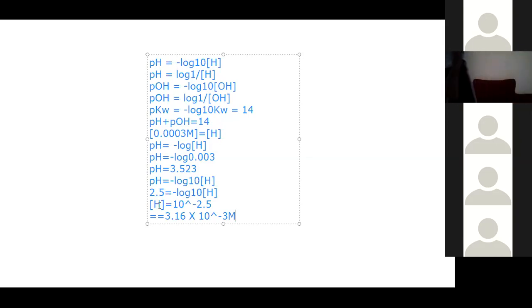6.02, 6.026. Okay, times 10 to the power negative 9. That's my boy. Millie, what did you get?